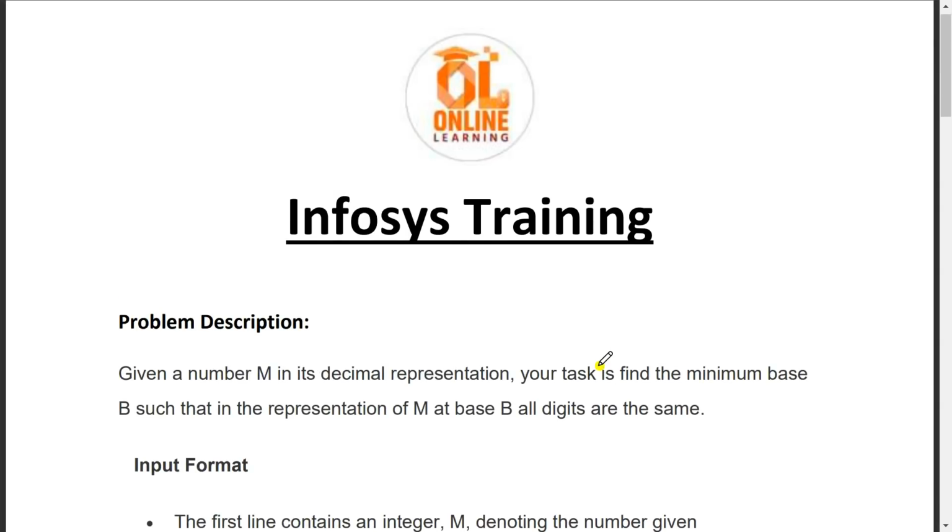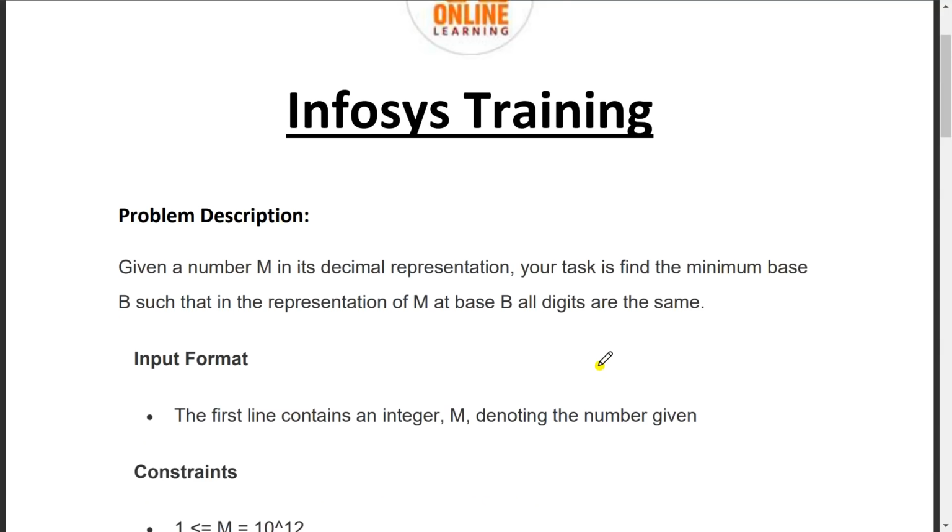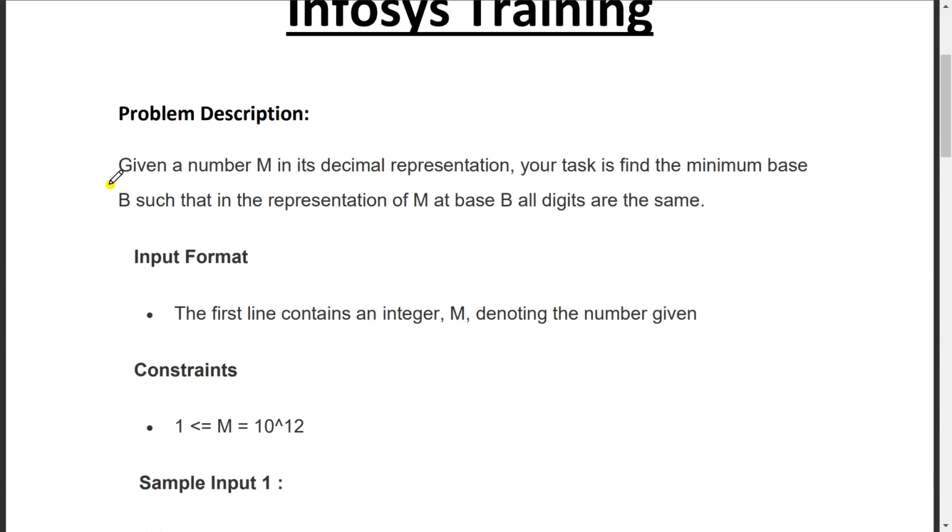Today we're going to solve a previous year DSE SP question. Come to the problem description. Given a number m in its decimal representation, your task is to find the minimum base b such that the representation of m at base b has all digits the same.